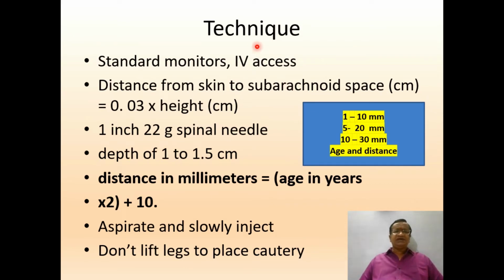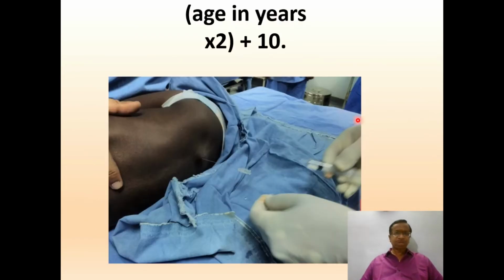Standard monitors. IV access. The distance to the space is 0.03 times height, or in millimeters, 8 times age in years plus 10. Aspirate and slowly inject. Don't lift the legs. Sometimes a 22 gauge may also be okay. For example, 8 times age in years: for 2 years, 8 times 2 plus 10 is 26 millimeters, which is the classically described formula.